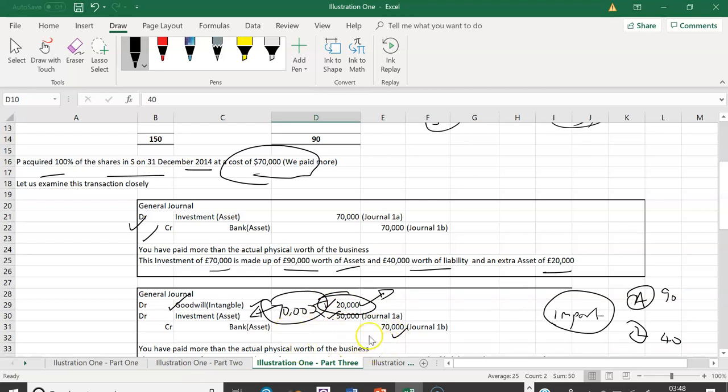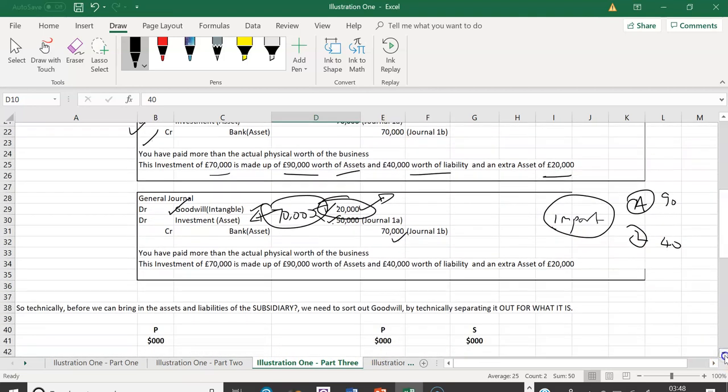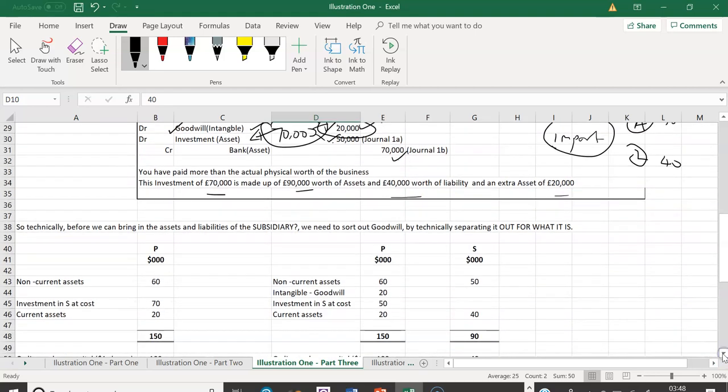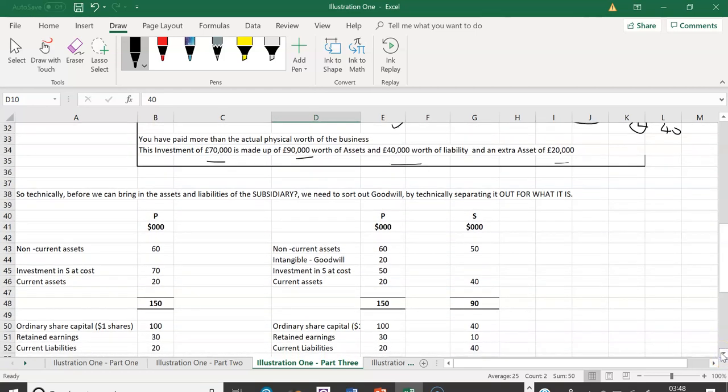So you've paid more than the actual physical worth of the business. So the investment of 70,000 is made up of this and this and this. I've talked about that already. So what does this now look like? Oh yes, I do have it here.